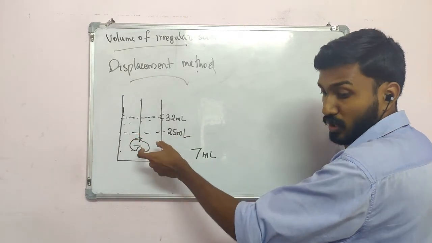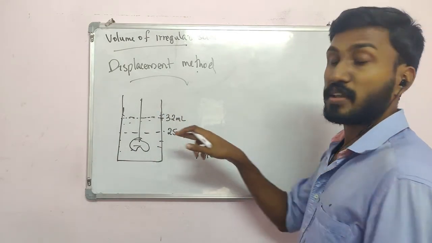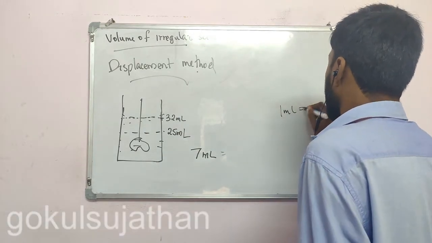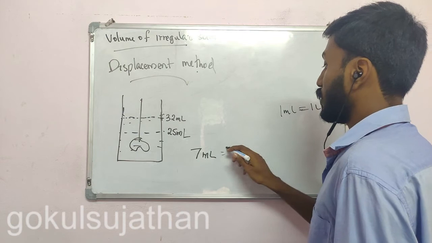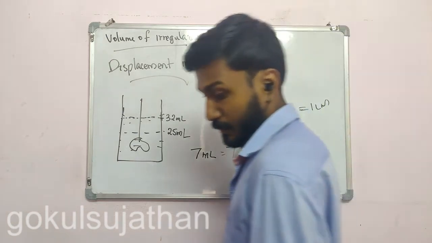It will displace only the volume equivalent to the volume of that body. So in this case, it displaces 7 ml. We know 1 ml is equal to 1 centimeter cube, so the volume of the body will be 7 centimeter cube in that particular case.